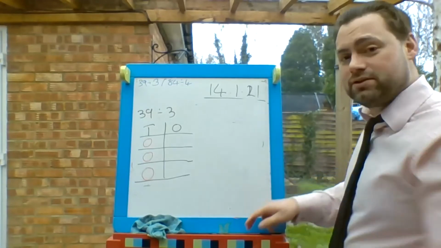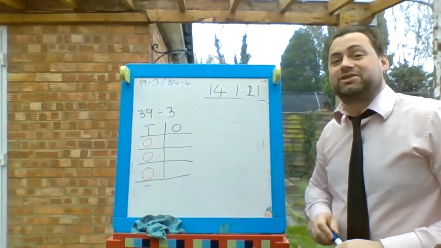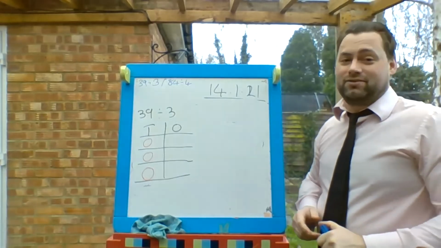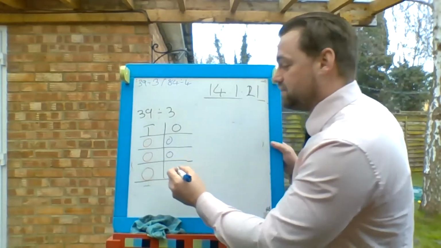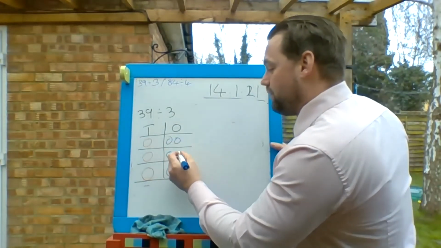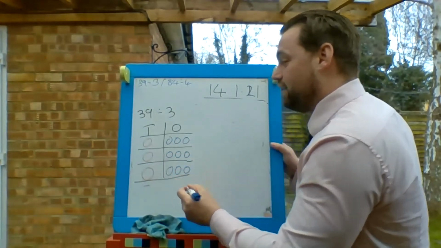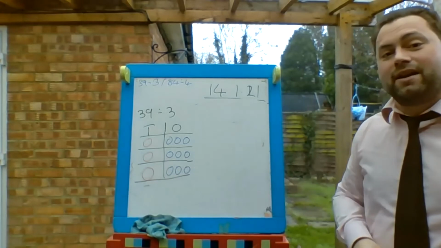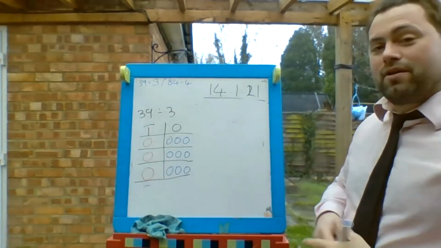I then go to my 1s column. How many 1s do I have? I've got 9. So I need to share my 9 out evenly in 3 groups. So 1 goes there, 2 goes there, 3 goes there, 4, 5, 6, 7, 8, 9. So I've put my 9 1s in and I've shared them into 3 groups. And now we can see what our answer is.